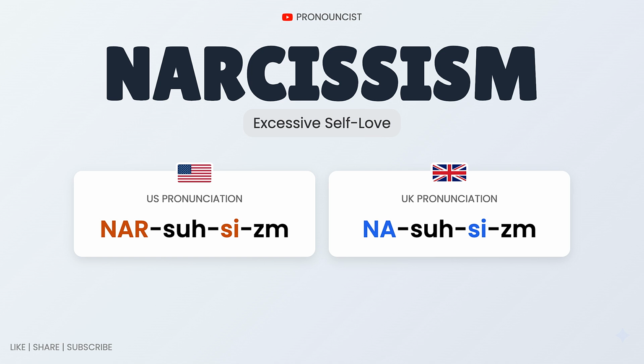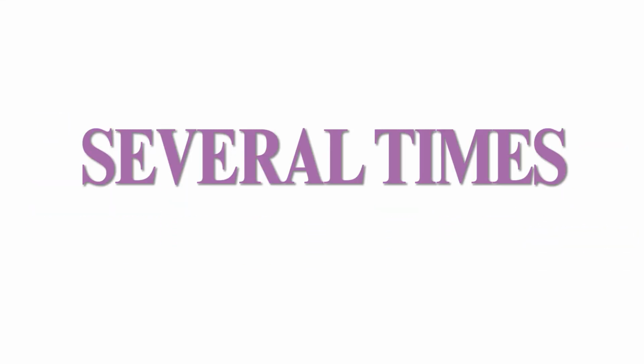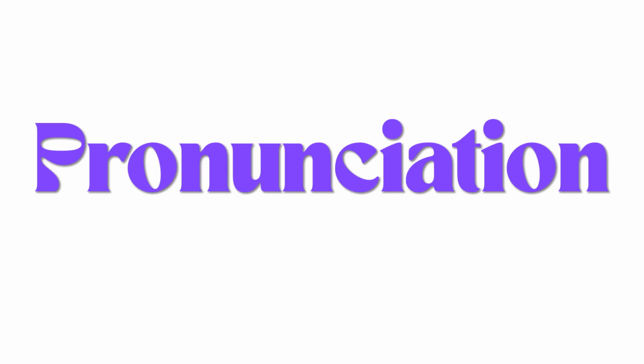Narcissism. Practice repeatedly and you'll soon be able to say this word perfectly. The best way to practice is to repeat the syllable multiple times. The meaning of the word is excessive self-love. Try repeating this word several times to improve your pronunciation.